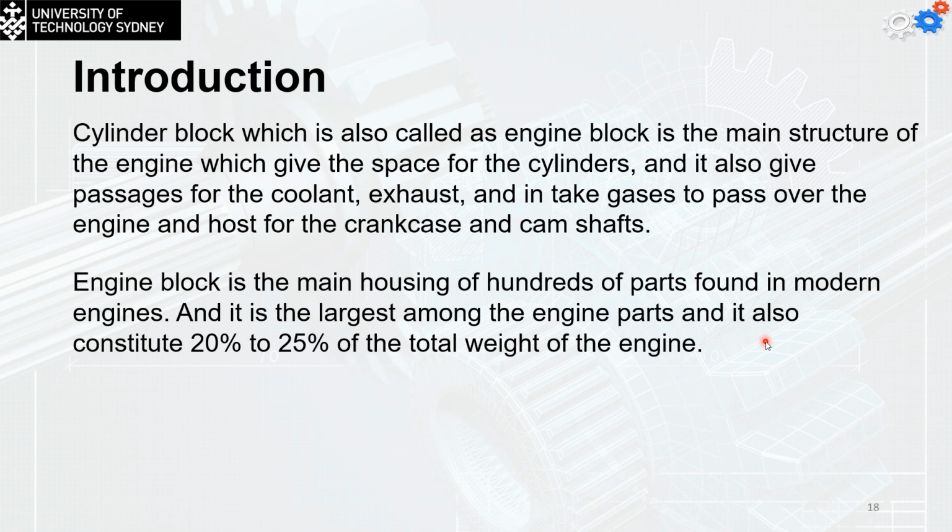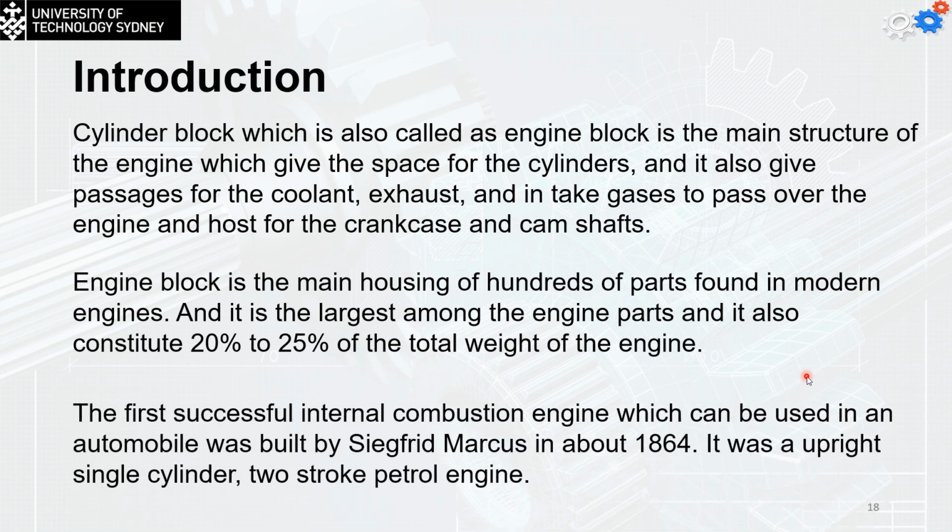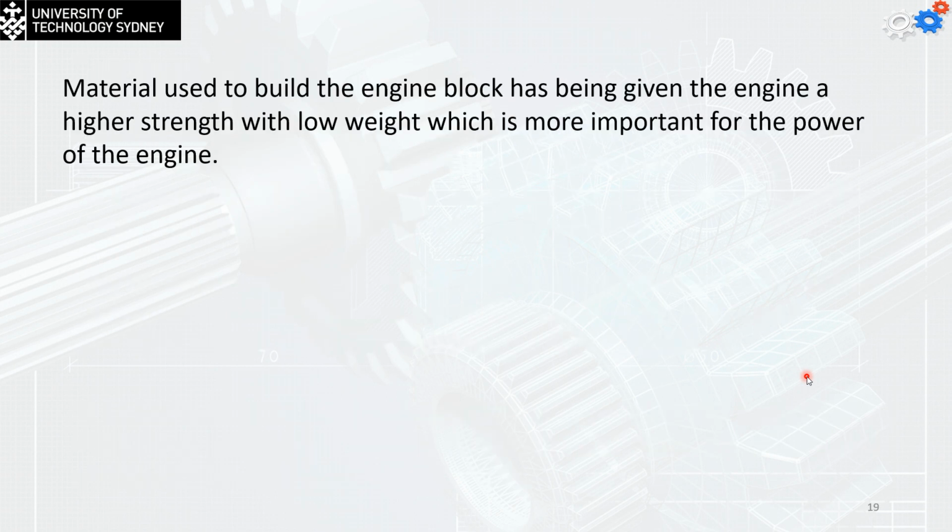The engine block is the main housing of the hundreds of parts found in modern engines, and is the largest among the engine parts. It also constitutes between 20 to 25% of the total weight of the engine. The first successful internal combustion engine that could be used in an automobile was built by Siegfried Marcus about the year 1864. It was an upright single cylinder 2-stroke petrol engine, similar to the one we are going to discuss.